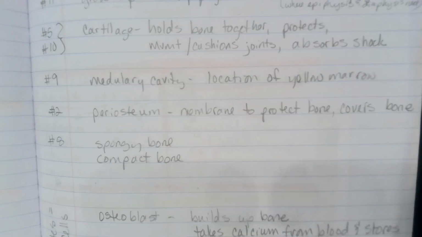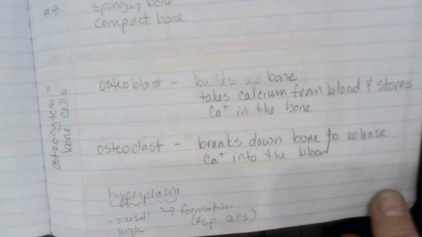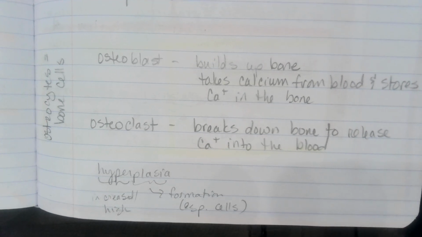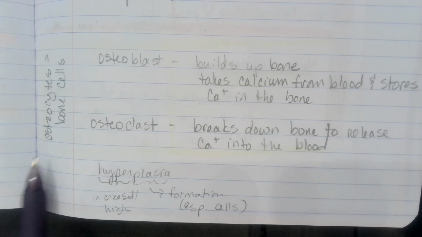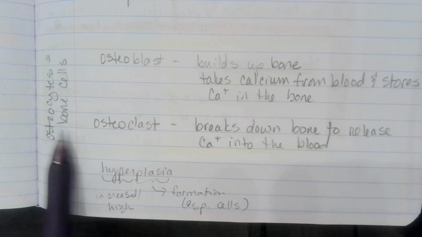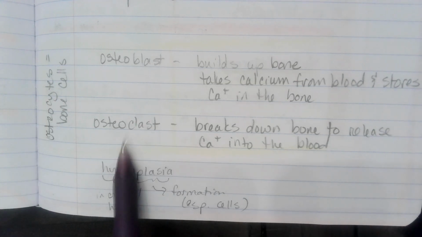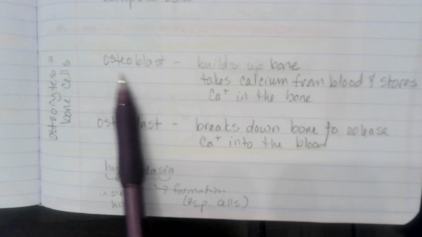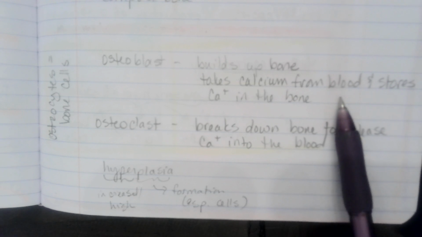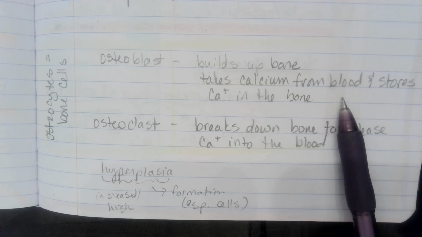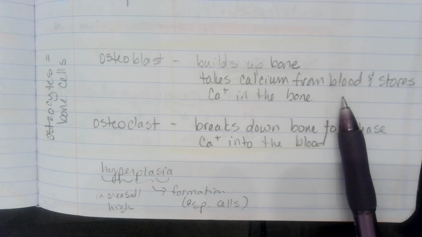All right. So when we did our levels of organization, we talked about cells being the building blocks, and that's where we start. The cells in the skeletal system are called osteocytes. Osteocytes are bone cells. There are two types, an osteoblast and an osteoclast. Osteoblasts build up bone. They take calcium from the blood and store it in the bone, and in doing so, they build up more bone tissue.